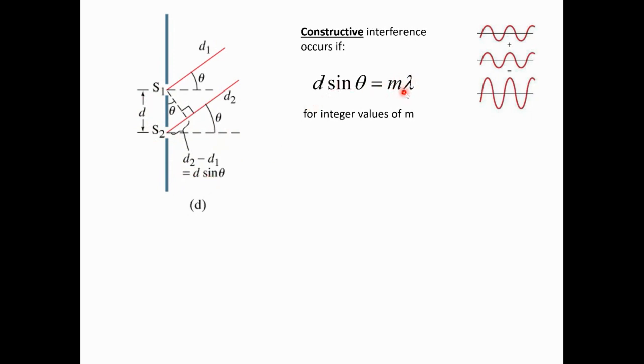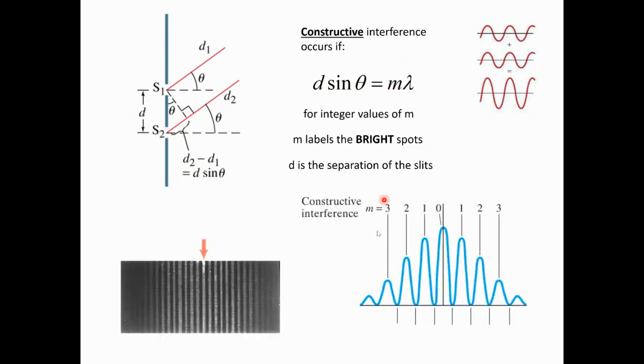Set that equal to an integer number of wavelengths. Here, m is an integer. And that means that at that angle, you'll have constructive interference, and so you'll get a bright spot. So this equation identifies where the bright spots are, where m is an integer. That can be 0. So 0, 1, 2, 3, 4, etc. So you get a pattern that looks like that.